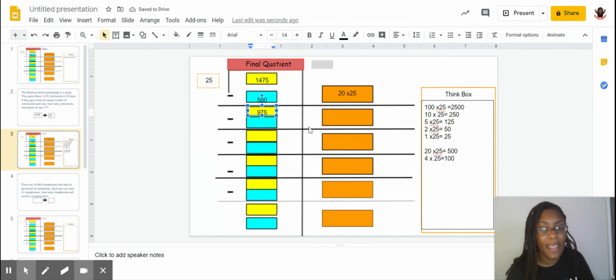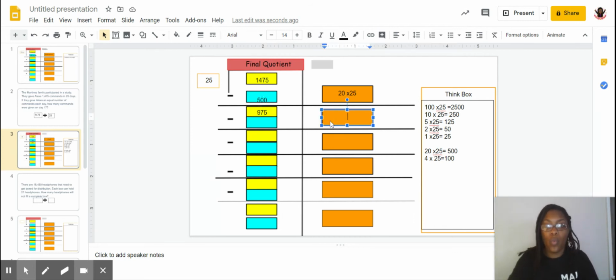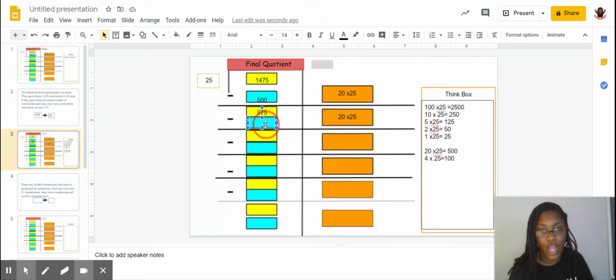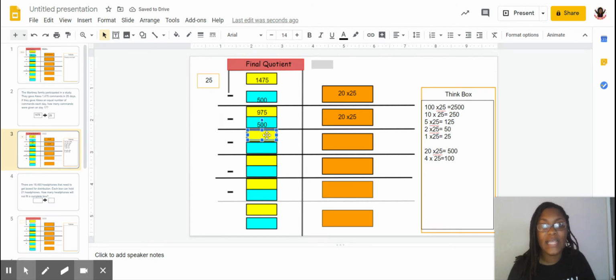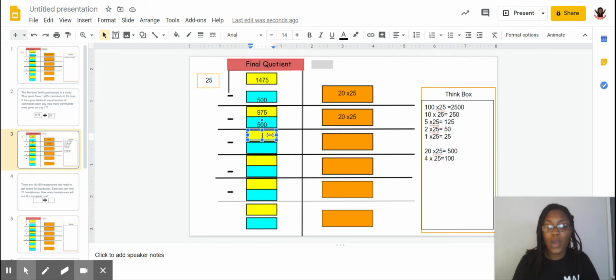Okay, then I'm going to be looking back in my box again to see what I could use to get me close to 975. And I'm going to use that 20 times 25 again because that got me 500 and that was the closest. When I subtract those two, that's going to give me 475.